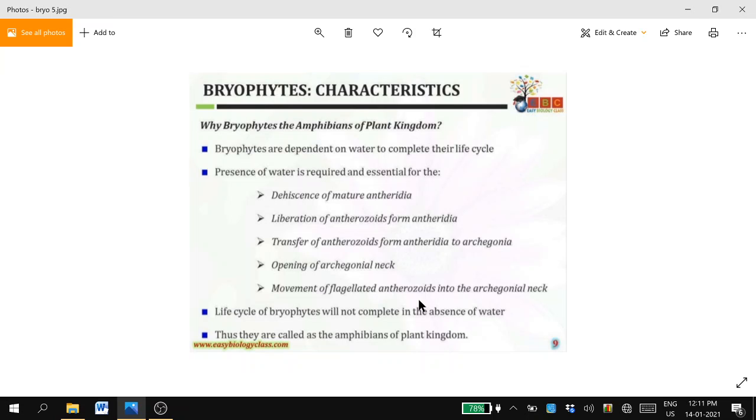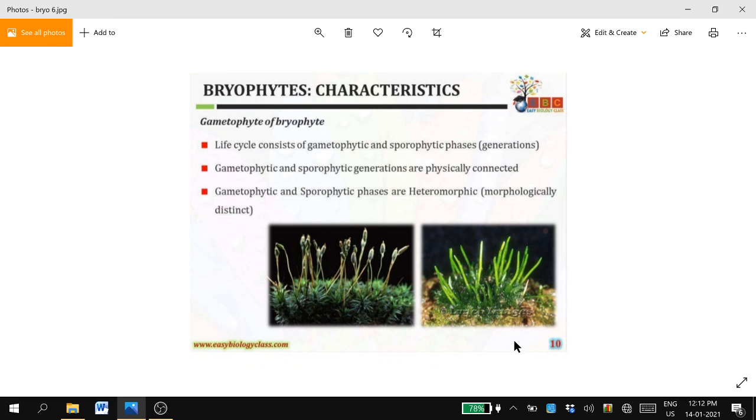And next is the movement of flagellated anthrozoids into the archegonial neck. The anthrozoids which are formed in the antheridia are flagellated structures, so they can move in the water and travel towards the archegonial neck. On the basis of these points, we can say that bryophytes cannot complete their life cycle in the absence of water. So, they are called the amphibians of the plant kingdom.